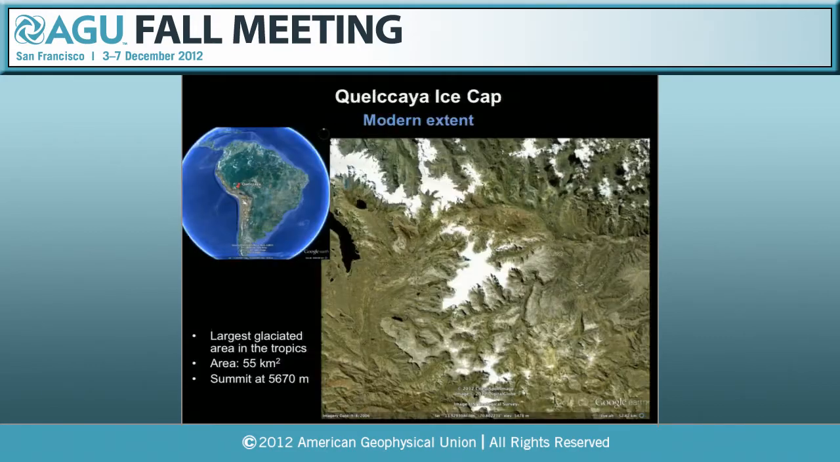And so we are investigating tropical glaciers because they provide very valuable information for paleoclimate. We focus on the Quelccaya ice cap because it's the largest glaciated area in the tropics, and it is located in the Cordillera Oriental of the Andes Mountains in Peru. It has an area of around 55 square kilometers with a summit elevation of 5,670 meters. And it's generally very easily identified because it has this kind of upside down frog shape. You can see the legs here, the head here.